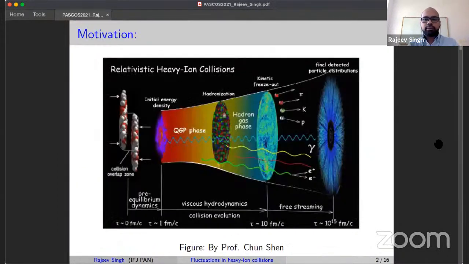So before going into details, I'll just give you the brief motivation for why we are doing this. This is a schematic picture of the relativistic heavy ion collisions, and you can see here that QGP is found to be the most vortical and most hot fluid ever produced in the laboratory. To understand the evolution of QGP, relativistic hydrodynamics has been a widely accepted effective theory. To study QGP evolution, we have to use the perfect fluid hydrodynamics.